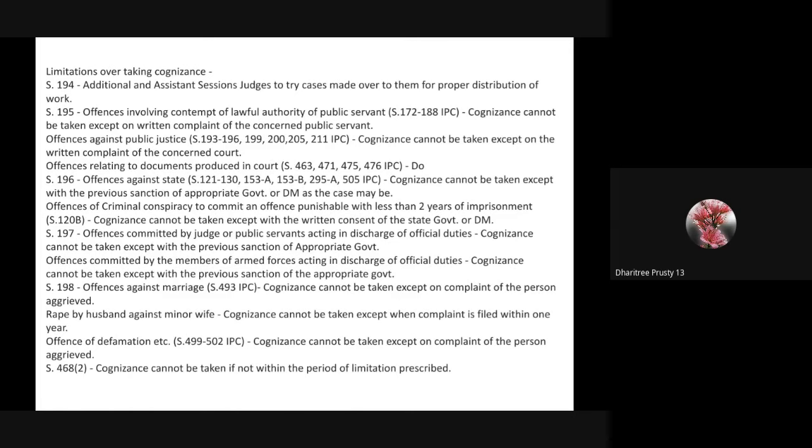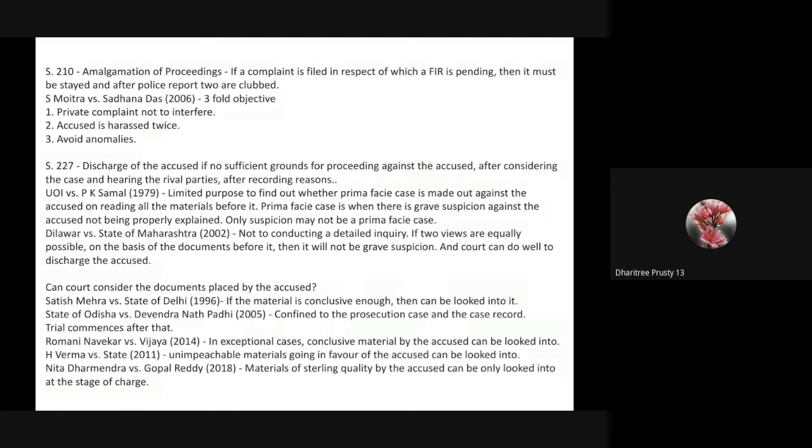Another important element that you have to know is that section 468(2) also prescribes a limitation period. If cognizance is not taken within that period, then it is barred. So these are the limitations on the power of a magistrate to take cognizance.